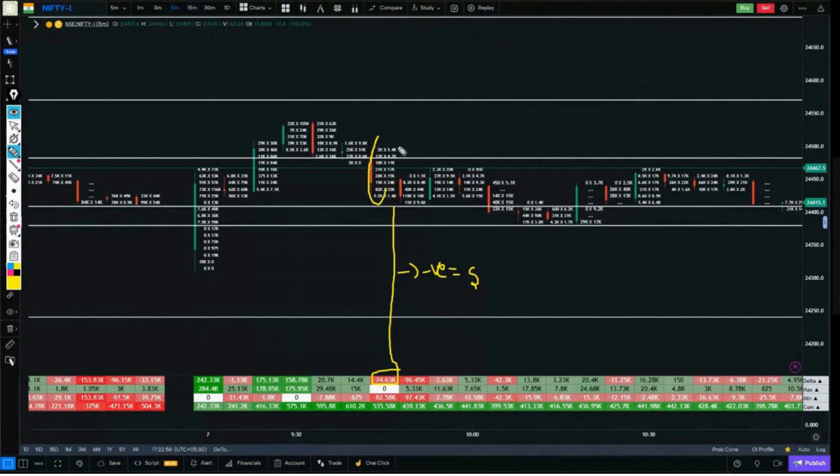Add the sellers and then add the buyers. This time there were more sellers. How many more were there? So many more, 74,000. Okay, so there are two types of delta, positive and negative. Positive means buyers, negative means the value of sellers.